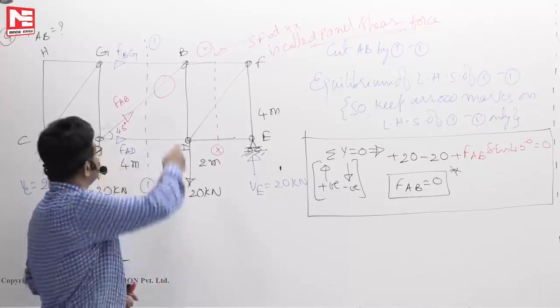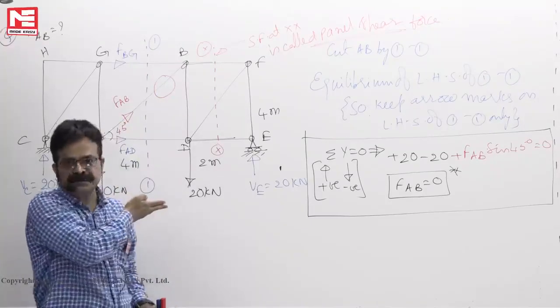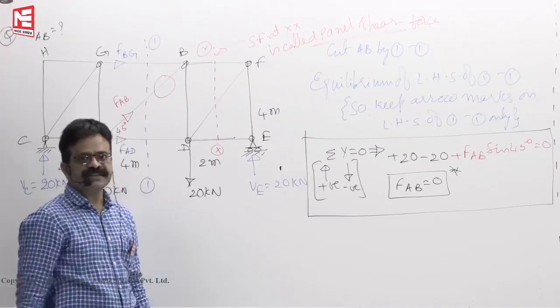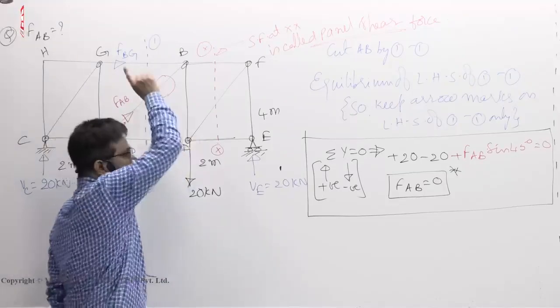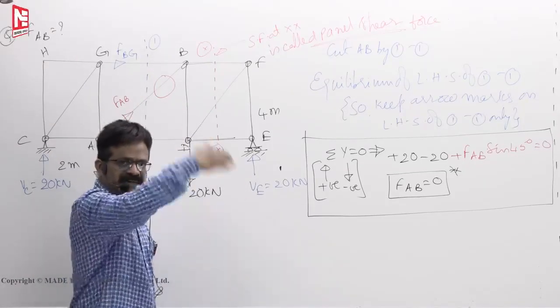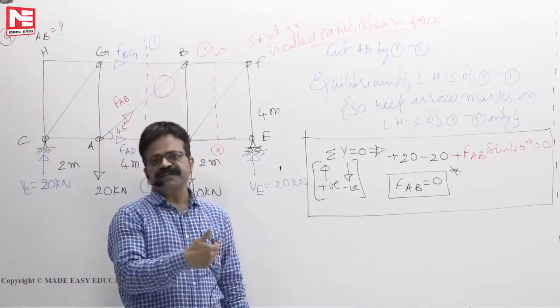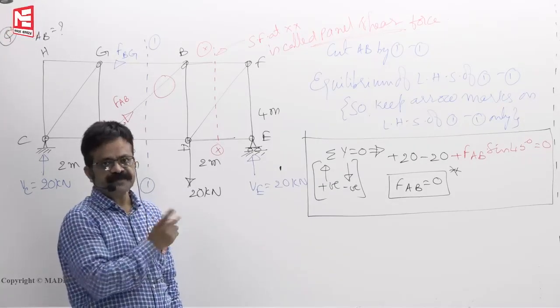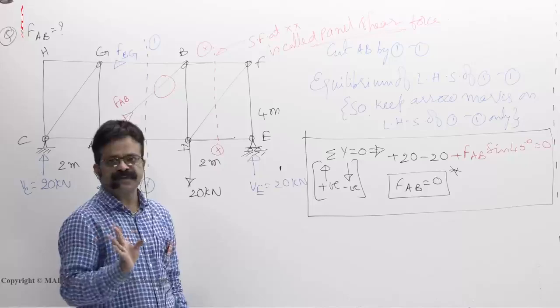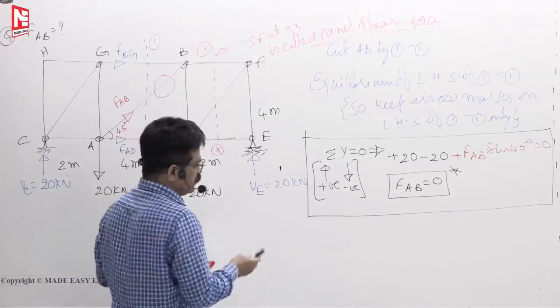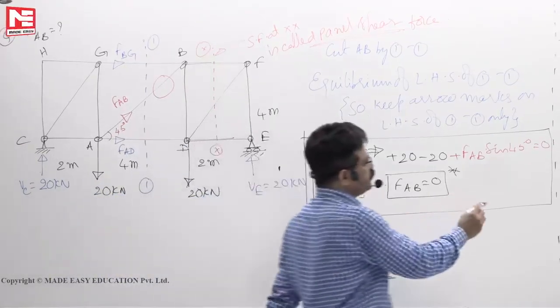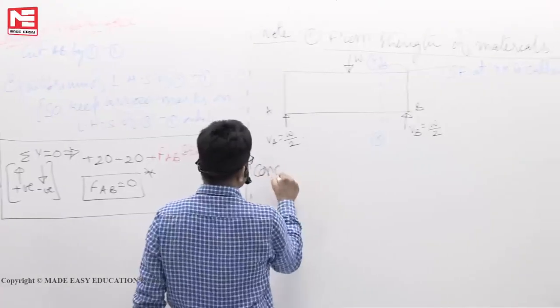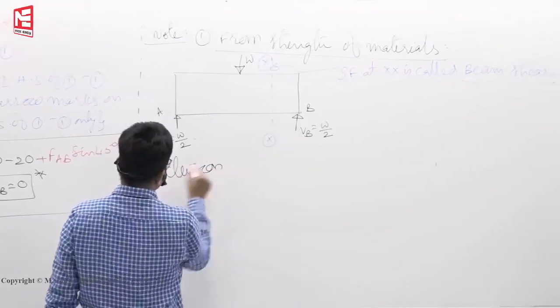In a determinate structure, in a panel, only one diagonal member will be there, so we can say that it is 0. If you have an indeterminate structure, with one more diagonal, then the sum of the vertical components of the two diagonal forces will be 0. The sum will be 0, but individual forces will not be 0. Okay, now you see, this is what we have learnt. Conclusion.